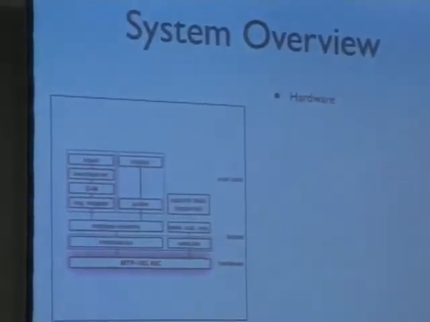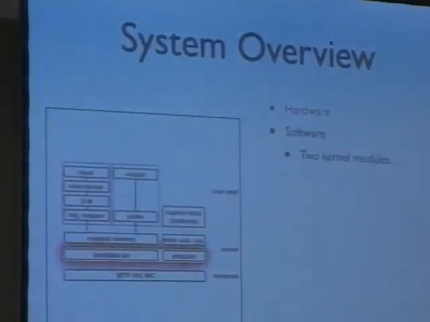So that was, in a rough overview, the hardware, which is in a different drawing. That's here below. That was the hardware. And we need to make some software on top of it. So the software consists of two kernel modules. The software is made for Linux.